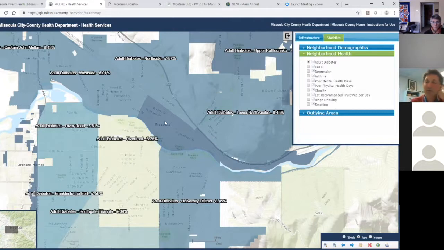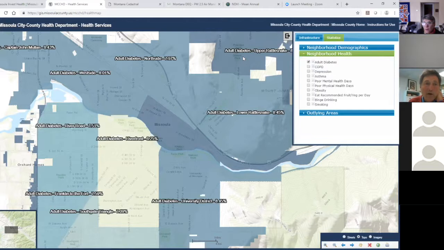And they've used these data and other sources of data collection to identify the neighborhoods that they want to focus on to develop more public health outreach, program interventions, and infrastructure. So it's a pretty useful tool.